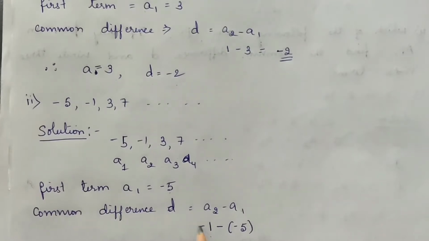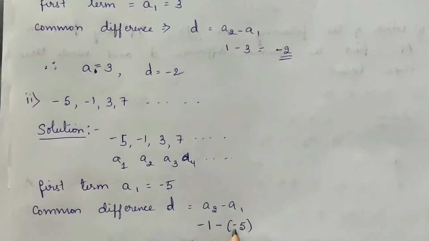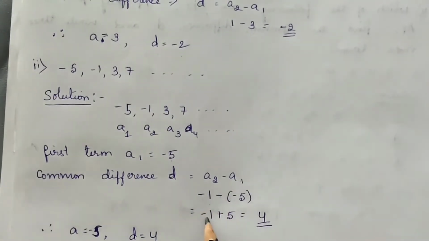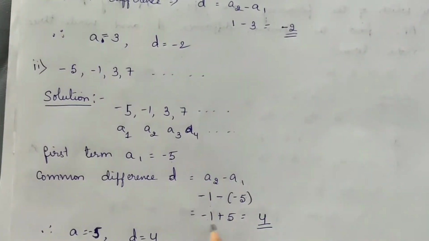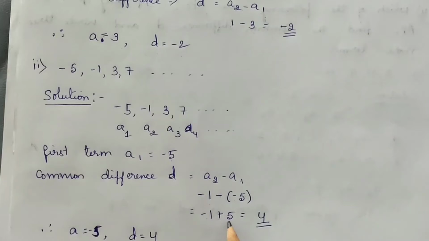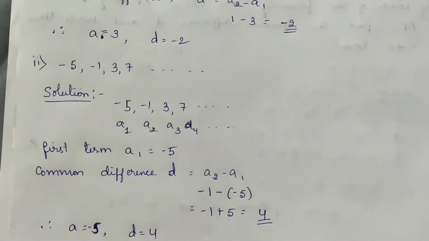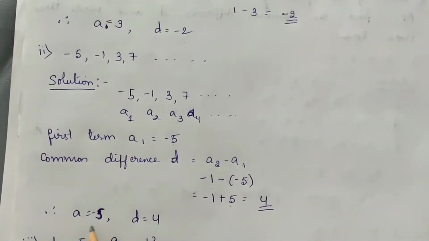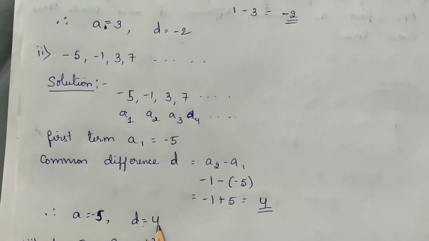The second term is minus 1, minus the first term, minus 5. Here minus 1 as it is, minus into minus is plus, write 5 as it is. Now if you subtract 1 from 5, you will get 4. Here 5 is the greater number having a positive sign, hence you have to write 4. Therefore, you will write it as A is equal to minus 5 and D is equal to 4.